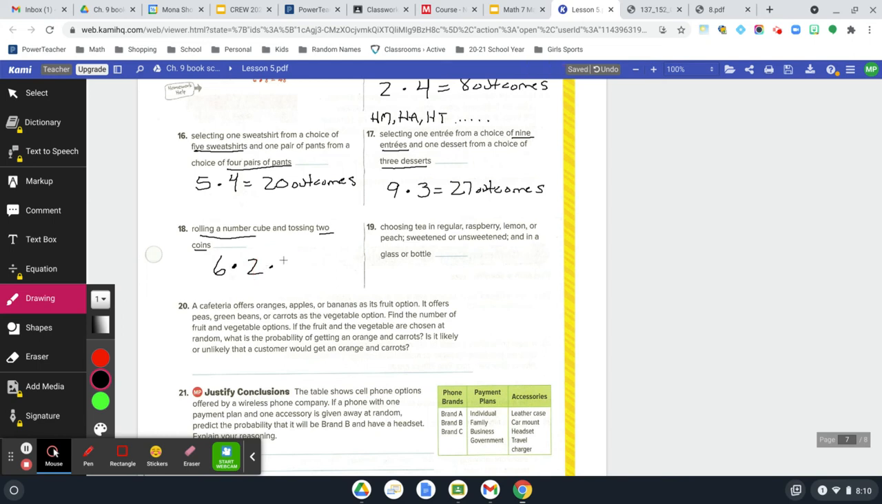Second coin, also heads or tails. There's 2 options there. So rolling that number cube, 6 times one of the coins times 2, the other coin times 2. So be careful reading that. 2 coins are being tossed. So that means you have 6 times 2 is 12. 12 times 2, there's 24 outcomes possible there.